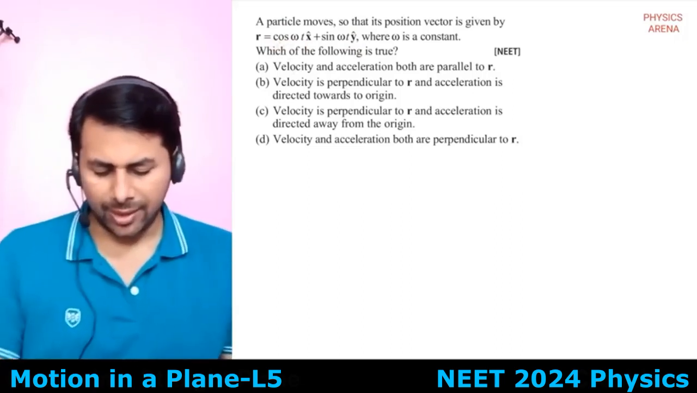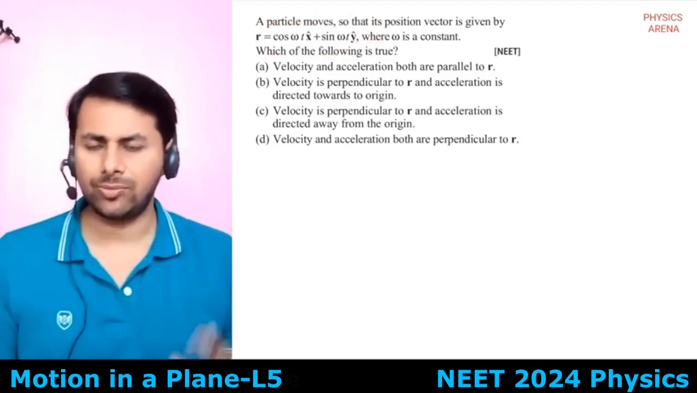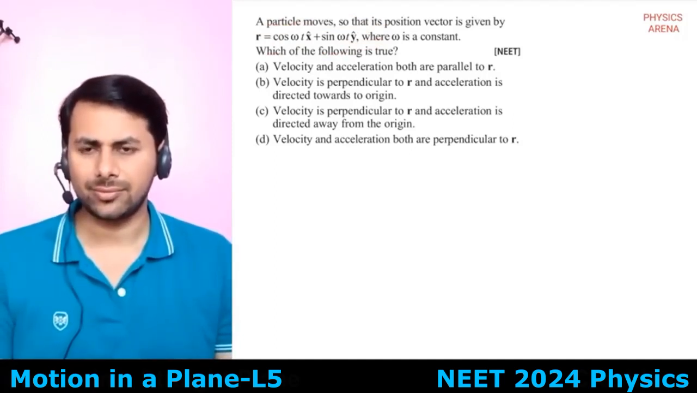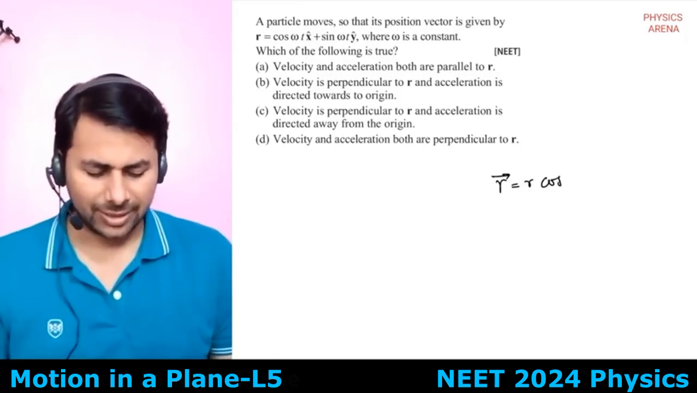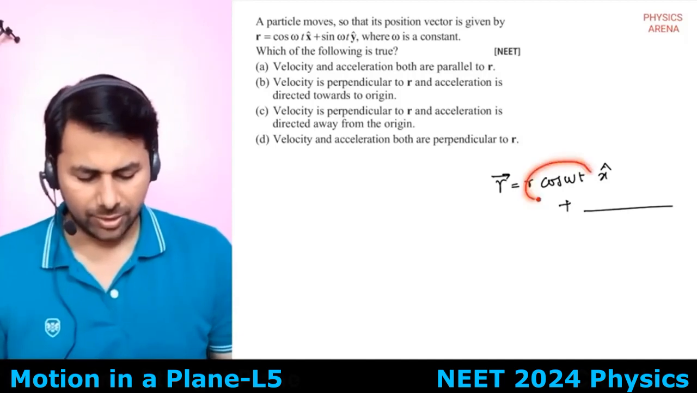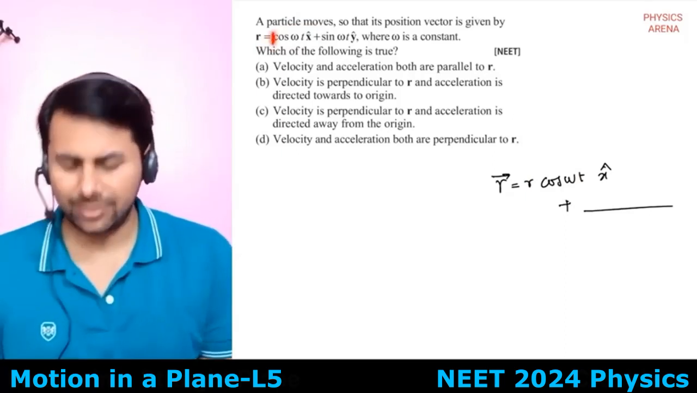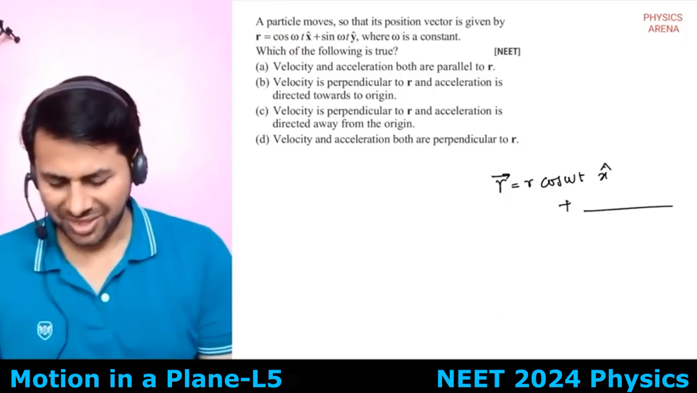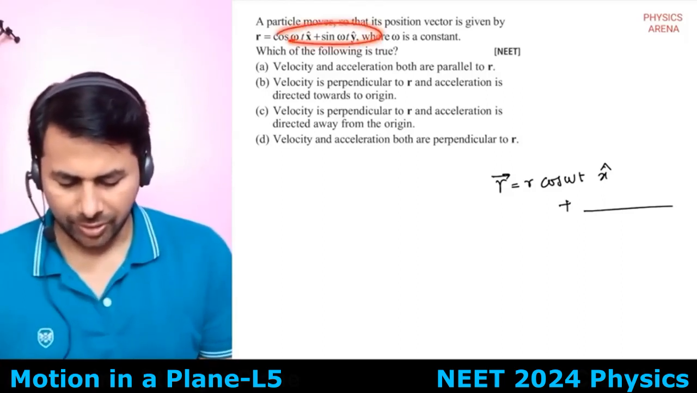Then how much will be the value of r here? How much is the radius of this particle? Can you guess? This kind of equation is given, how much would be the radius of the particle? Compare this with r bar equals r cos omega t into i cap, or I can say x cap, plus r sin omega t into j cap. Compare this with this. How much is r? 1 meter, right? There is no r here. Yes or no? r is equal to 1 meter, or 1 unit in whatever unit this is.